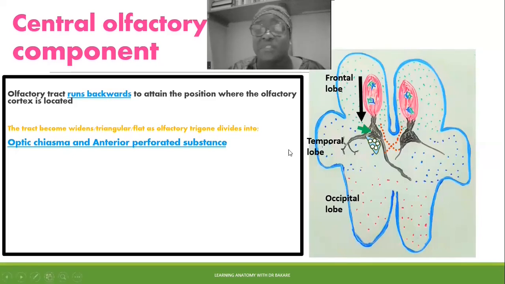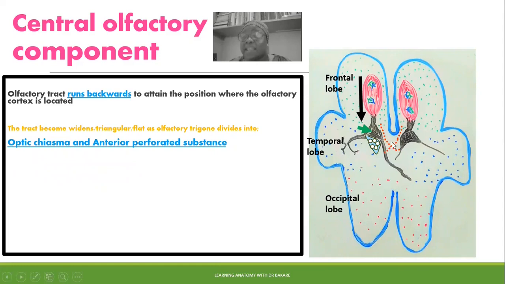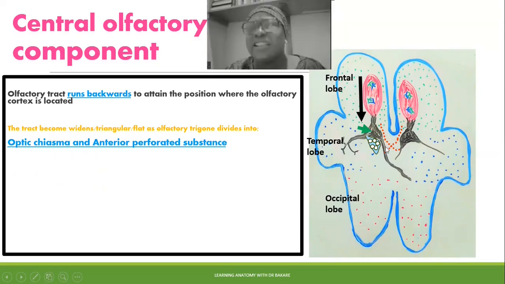After the formation of the olfactory trigone, around a specific region where we have the optic chiasma, highlighted in dotted red, which is the region where we have the crossing of the optic nerves, we also have the anterior perforated substance. You see this structure perforated as a result of small vessels running through it, giving this perforated appearance.